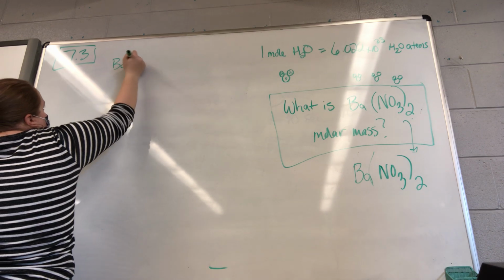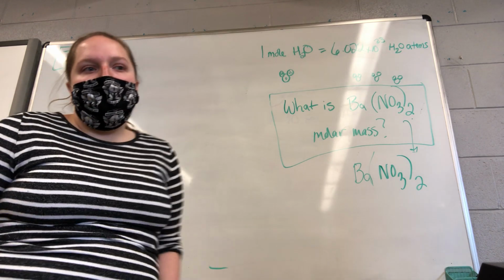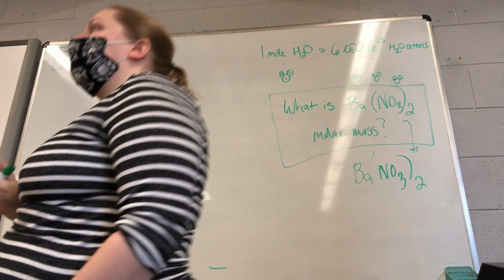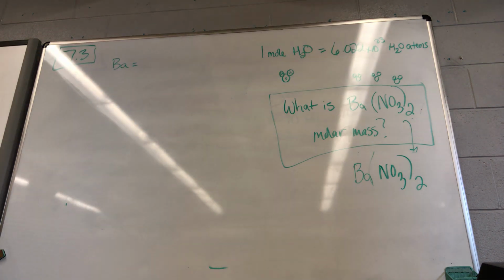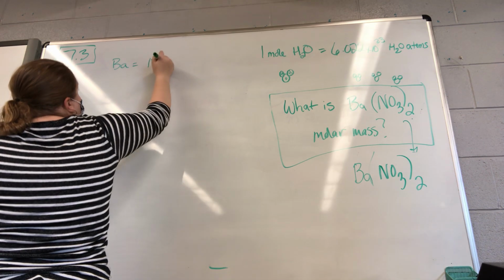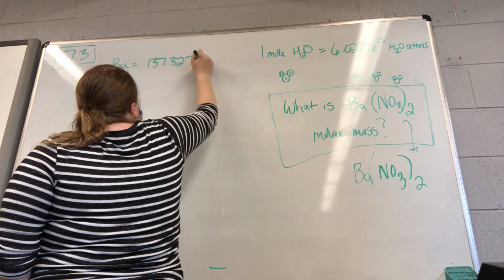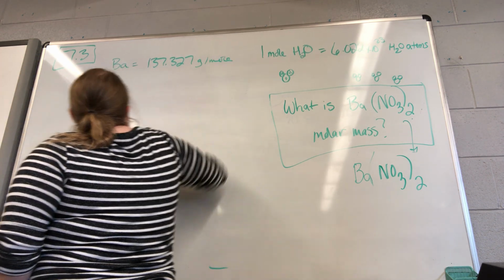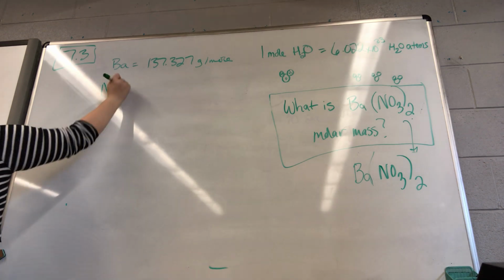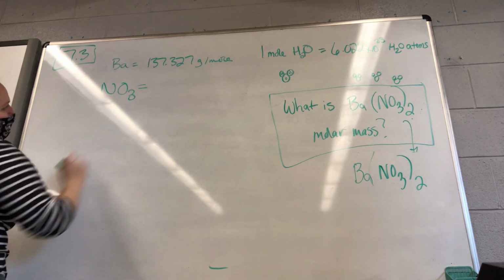So, my barium has a mass of 137.327. I want to know what my mass of NO3 is.